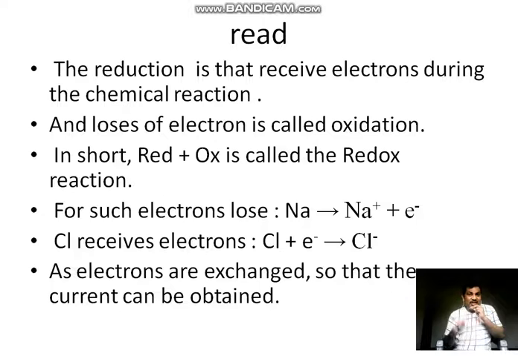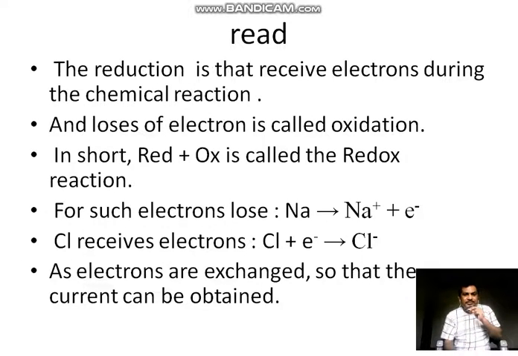What you studied in 10th standard is that reduction is receiving electrons during a chemical reaction and oxidation is losing electrons. Now one is giving the electron, another is taking the electron. One is reduced, another one is oxidized. Using these two words we can make another word, reduction plus oxidation, that gives you redox. So a redox reaction is involved in producing electricity.